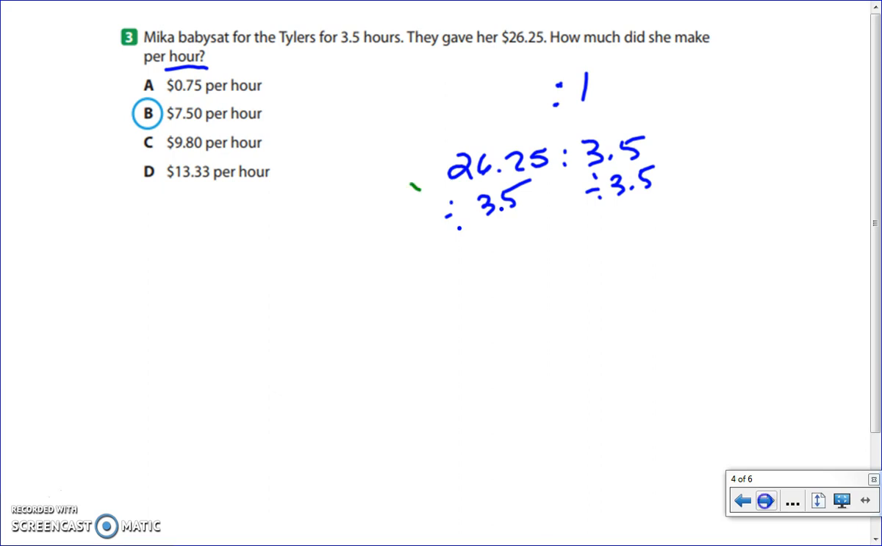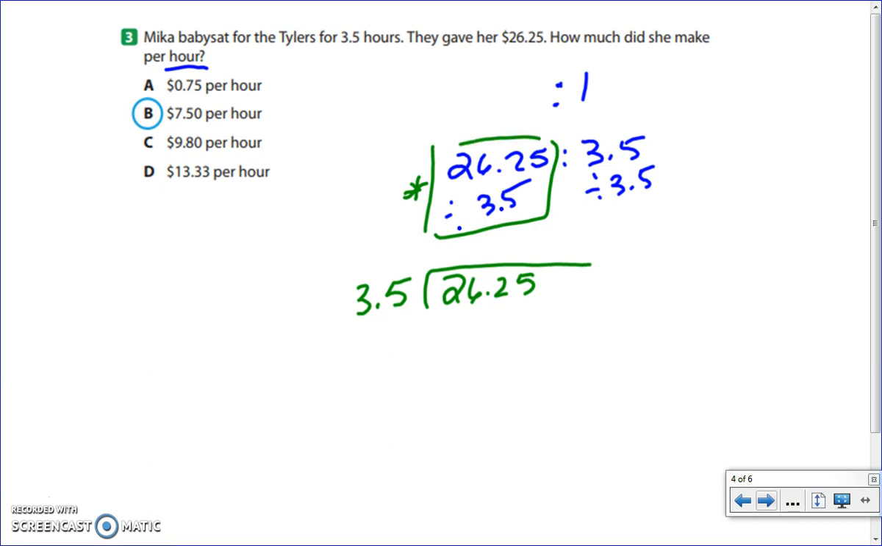You may think of it as a unit rate, or you may just think of it as, well, she made $26.25, and that took her 3.5 hours. We need to figure out how much she made in 1 hour. So really, we're thinking of it as a fraction or as a long division problem. If we use our estimation skills and round this to about 4 and this to about 28, it looks like it's going to be about $7 every hour. So let's just find out. We should have an answer close to 7.